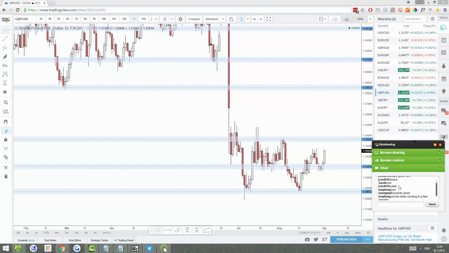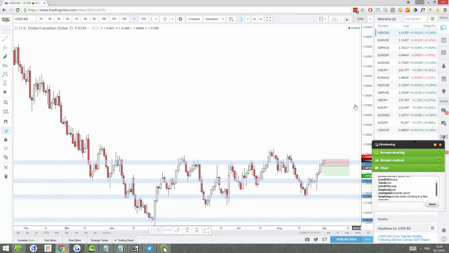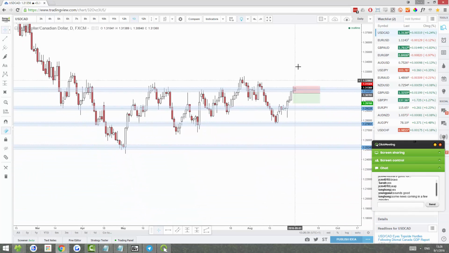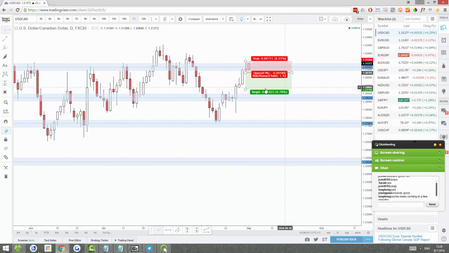Yeah, I think that pretty much wraps it up for the analysis. There's not much going on, guys. Just keep a close eye on USD CAD in case it stalls. If it does, and it doesn't keep pushing up like it is right now, there could be potential for a reversal trade there.